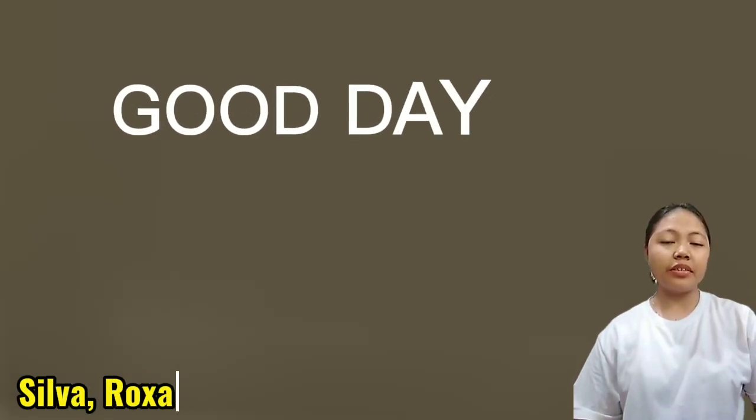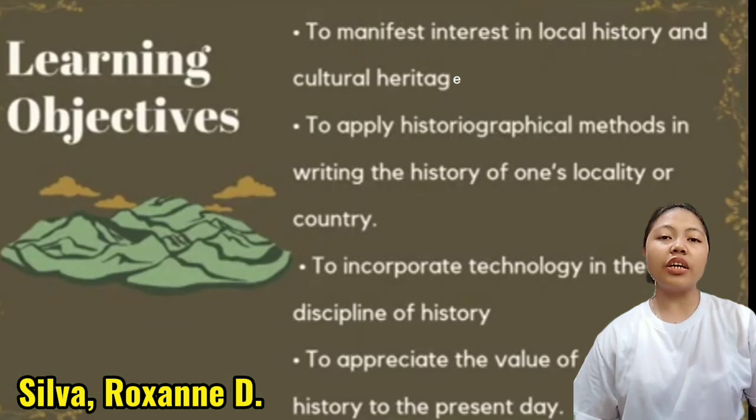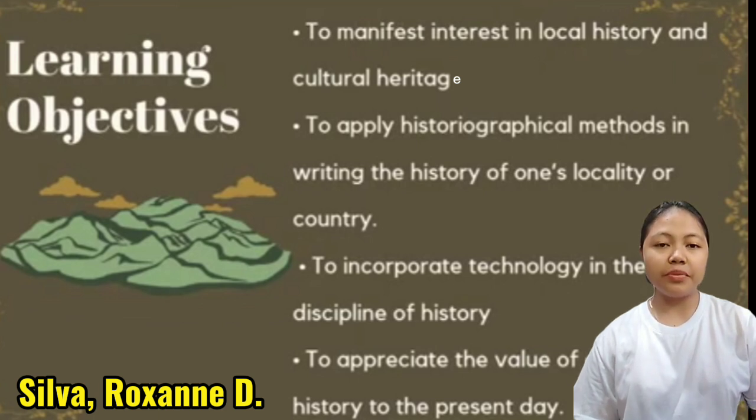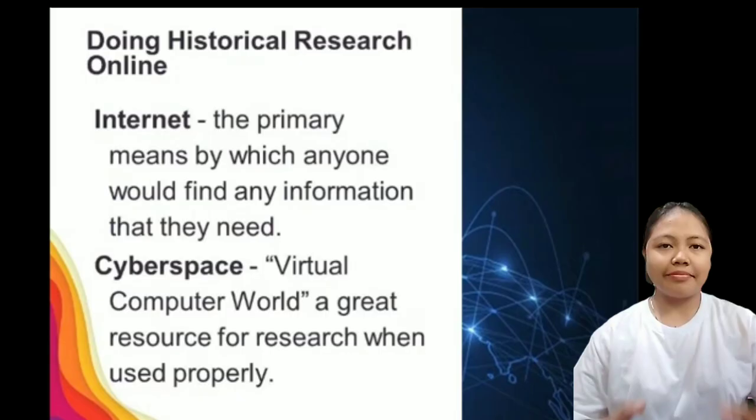Good day everyone. We will be talking about Chapter 5, Doing History, a Guide for Students. Our learning objective is to manifest interest in local history and cultural heritage, to apply historiographical methods in writing the history of one's locality or country, to incorporate technology in the discipline of history, to appreciate the value of doing history to the present day.